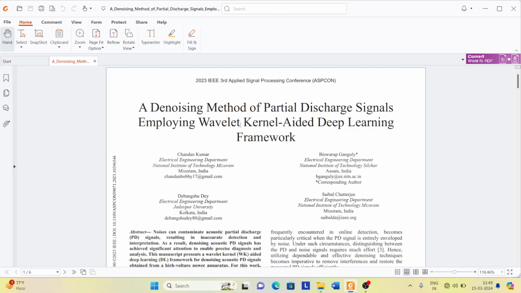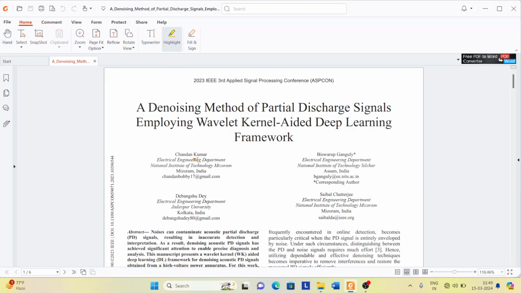After that, I have discussed the methodology. In the methodology, I have described the proposed denoising method using the wavelet kernel aided deep learning framework. I have explained the architecture of the deep learning model, including the use of the wavelet kernels as the feature extractors. Next one, I have given the detailed training process, including data pre-processing, model architecture, and the optimization algorithm.